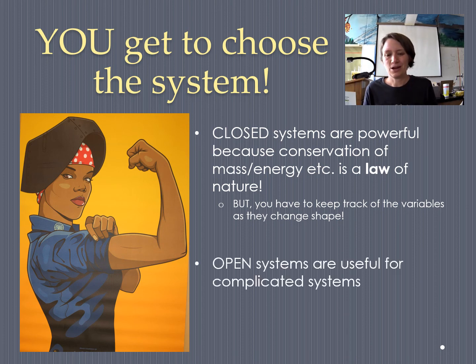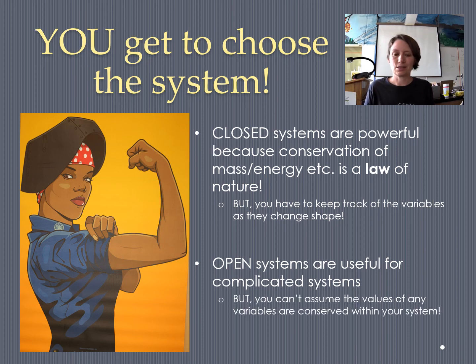Open systems, on the other hand, are really useful when you have something much more complicated. When you know you're not going to be able to keep track of all of the little bits and pieces and parts, then you might choose to use an open system. But the downside is you don't get to use these handy-dandy conservation principles. You can't say sigma mass is staying the same if you're going to be dealing with an open system. So you get to pick. Both kinds of systems have pros and cons as you move forward.